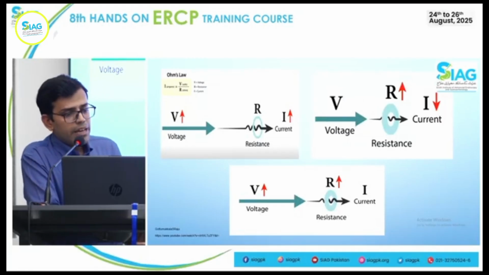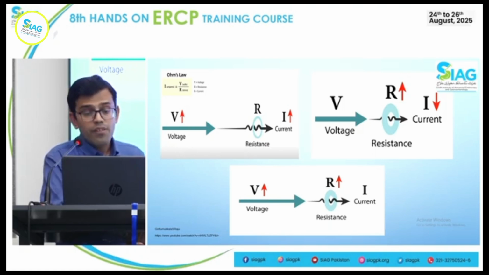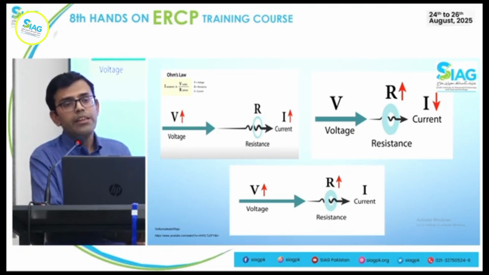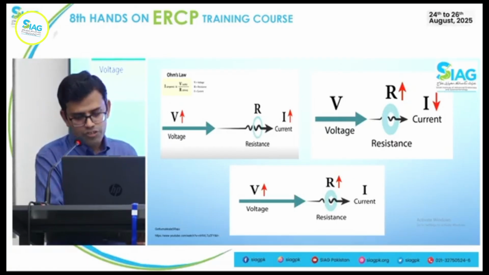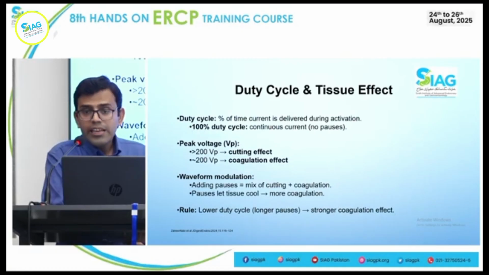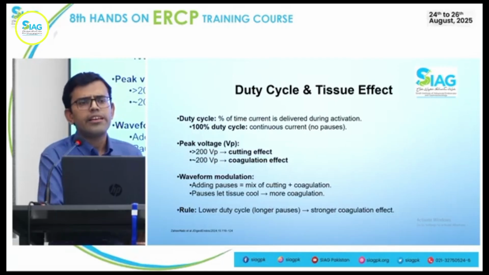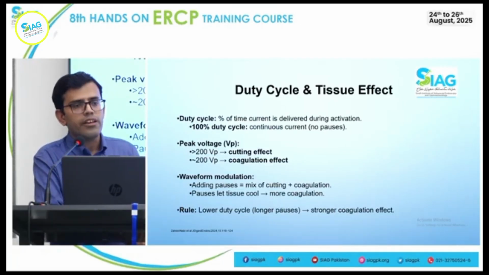So again, the basic relationship of voltage with current and resistance. If the voltage increases, automatically the current increases. But when there is more resistance, the current will decrease. To overcome that resistance, we need to increase the voltage. The second important aspect that determines whether the current will be a cutting current or a coagulation current is duty cycle. That simply means the percentage of time the current is available in a circuit.